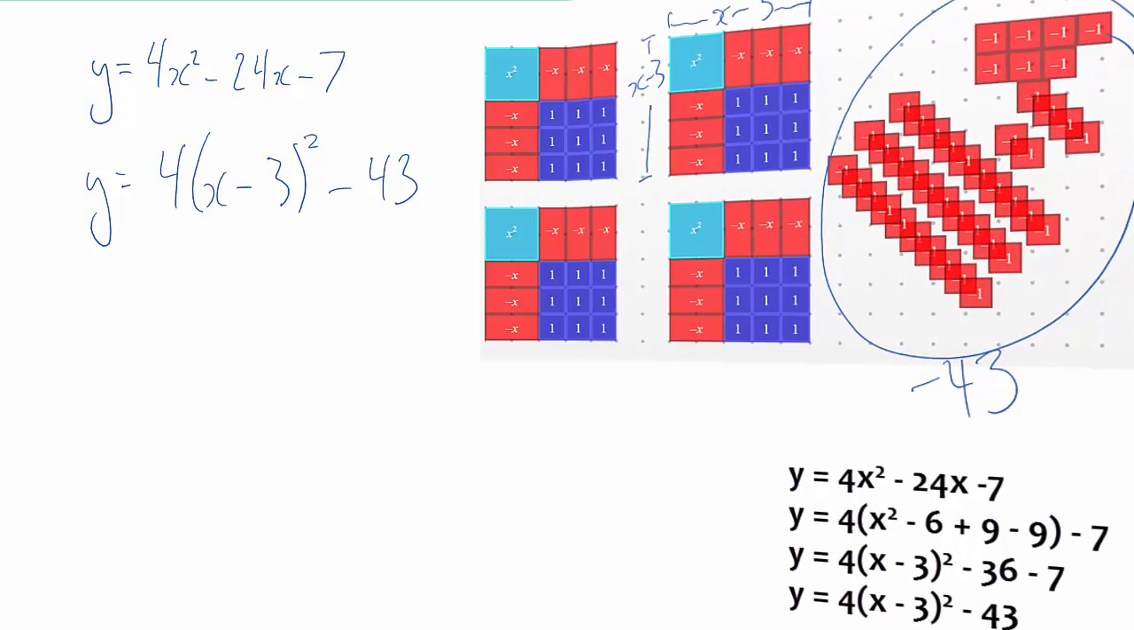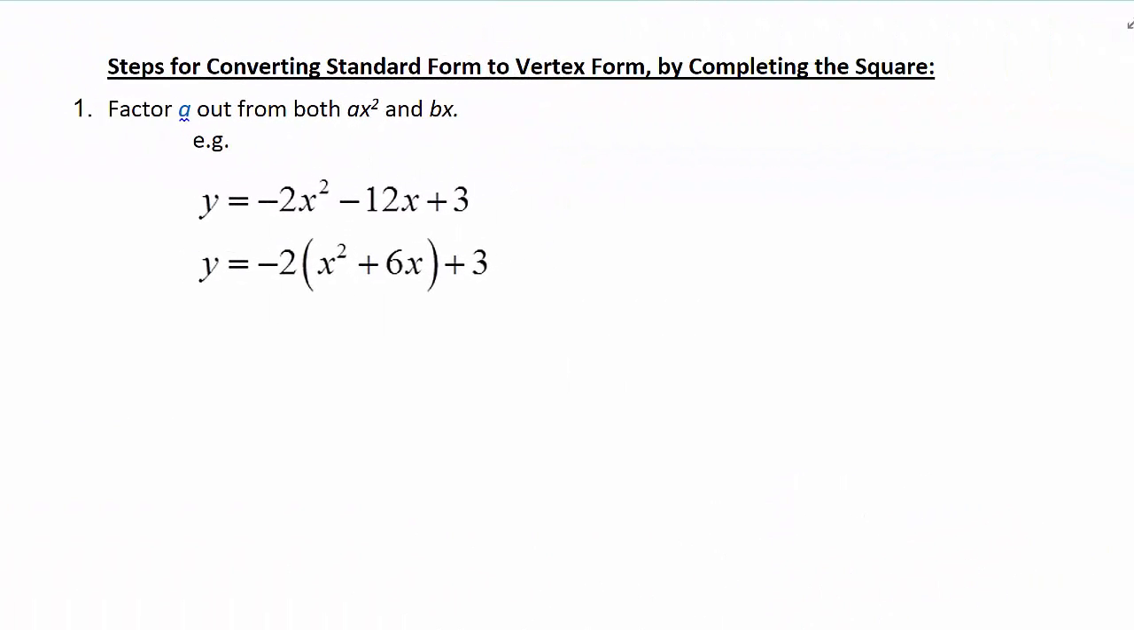And here they are. The first step for converting from standard form to vertex form by completing the square is to factor the a value out from both ax squared and bx, but not from the c value. So if we're working with the equation y equals negative 2x squared minus 12x plus 3, I will factor negative 2 out from both negative 2x squared and minus 12x, giving me y equals negative 2 times x squared plus 6x, and I'm leaving the plus 3 out.